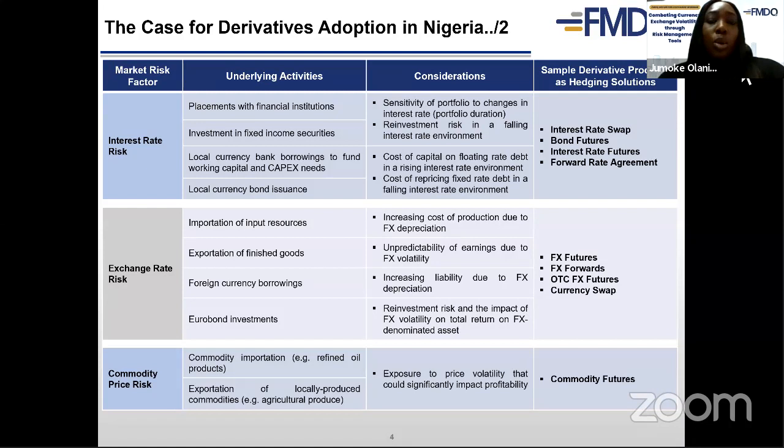And how do you or can you manage this exchange rate risk? There are several derivatives products that can be used to manage these. You have FX futures, forwards, OTC FX futures, and of course the currency swaps. And then lastly, we have commodity prices.